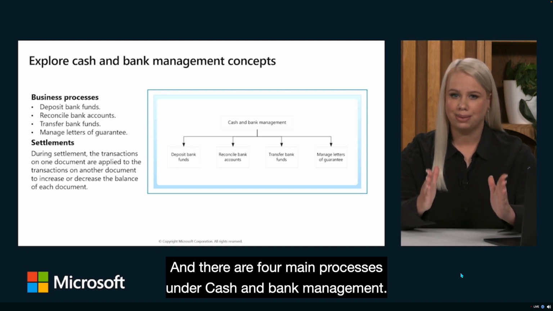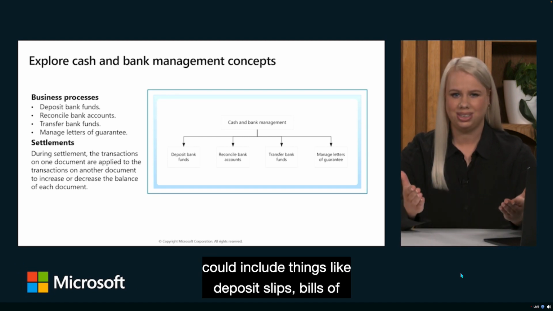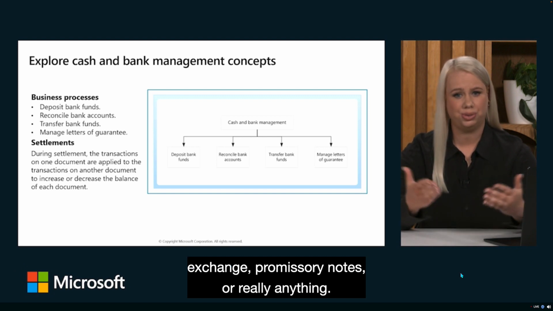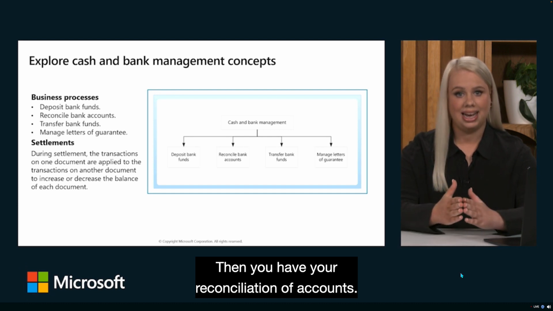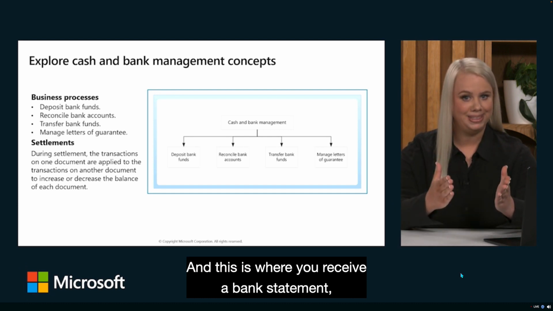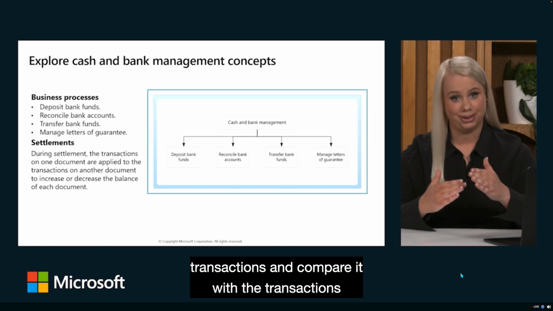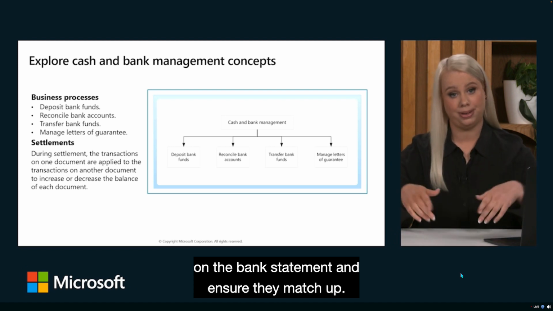And there are four main processes under cash and bank management. Firstly, you have depositing bank funds, and this could include things like deposit slips, bills of exchange, promissory notes, or really anything. Then you have your reconciliation of accounts, and this is where you receive a bank statement. Then you have to review each legal entity's bank transactions and compare it with the transactions on the bank statement and ensure they match up.